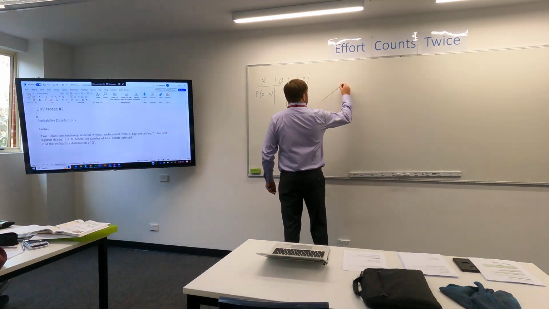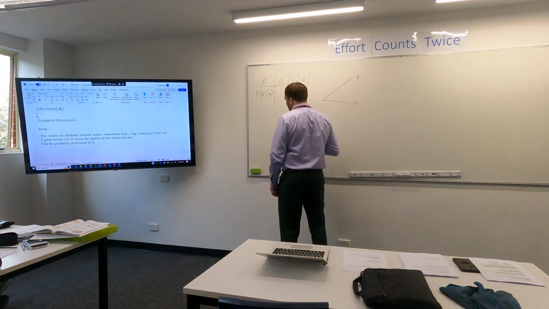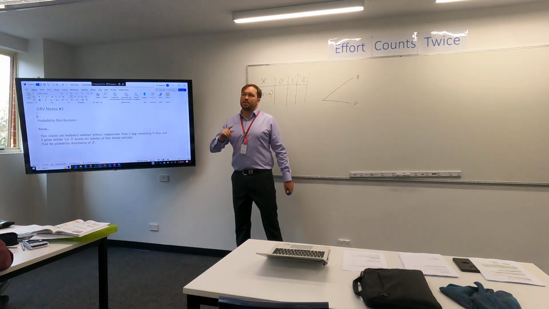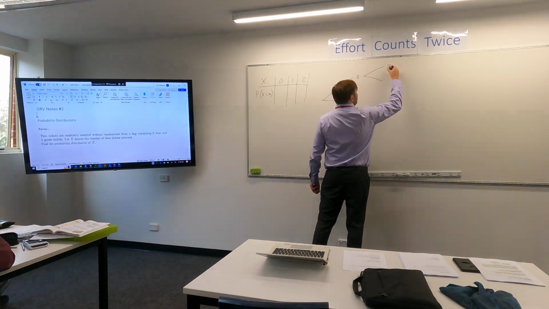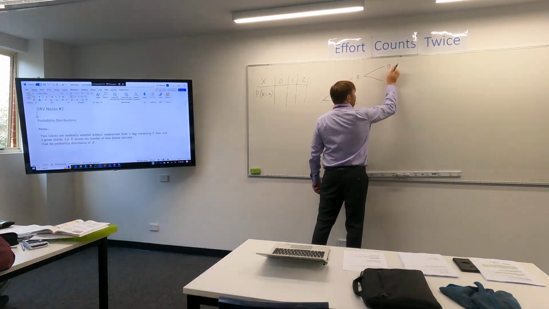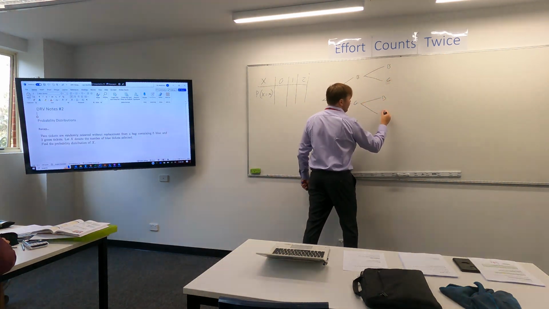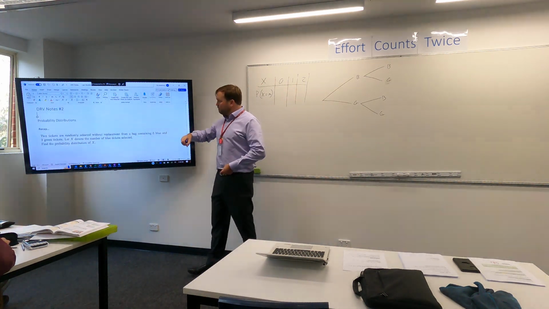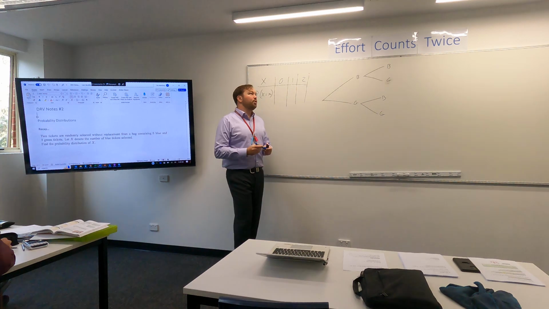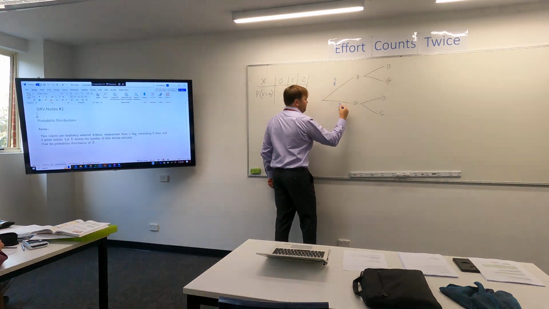Tree diagrams are great. Our first choice is blue, green. You could also write blue, not blue. And then again, our second choice is blue, green, or not blue, green. Then we assign the probabilities. For the first pick, the probability of getting a blue is 5 out of 8, and green is 3 out of 8.